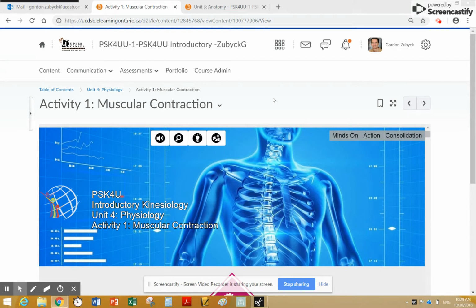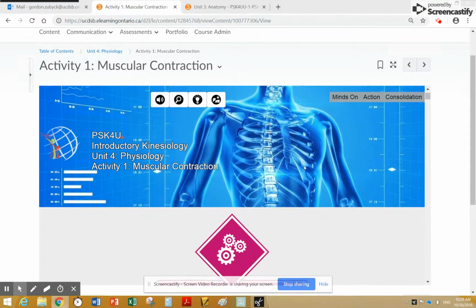That's the great thing about this kinesiology program, or if you take kinesiology in university, is there's a whole bunch of different directions that you can take your learning. So if there's an area that you prefer over another, then you can head in that direction. So it's not just focused on one area. There's many different components and facets to kinesiology. So in this case, looking at muscular contraction.